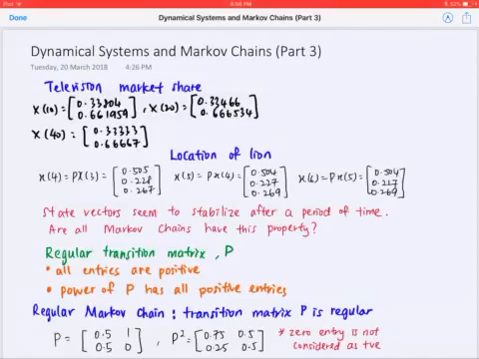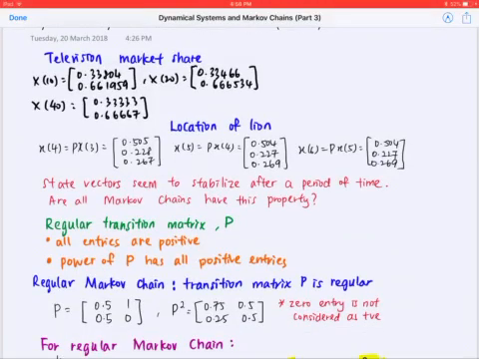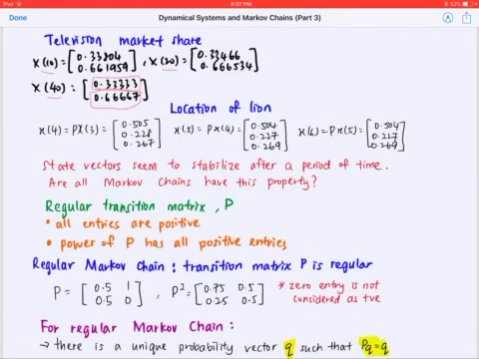Now this will be the last part of the dynamical systems and Markov chains. Remember the first example that we have discussed about the television market share. I showed you that after 10 years, 20 years and 40 years, the probability or the market share of the viewer for channel 1 and channel 2 tends to stabilize. And the same case also happens for the migration of lion.